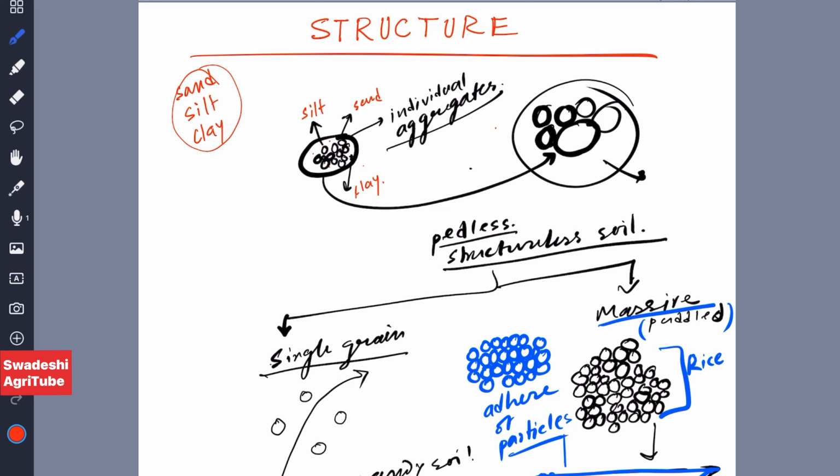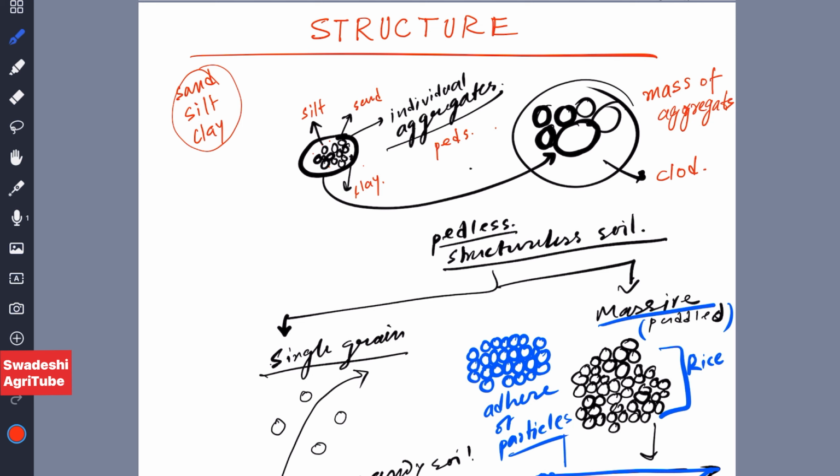particle. So they are arranged, they are aggregated, and those will be called the individual aggregates, and those individual aggregates will be called the peds. But when many peds aggregate, that means there is a mass of aggregation of the aggregates. When we call out the mass of aggregates, those will be called the clod. So there is the difference between peds and clods. Peds are actually the individual aggregates, but clods are actually the mass of aggregates.